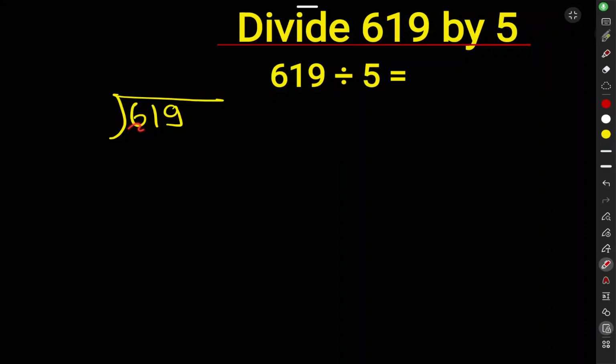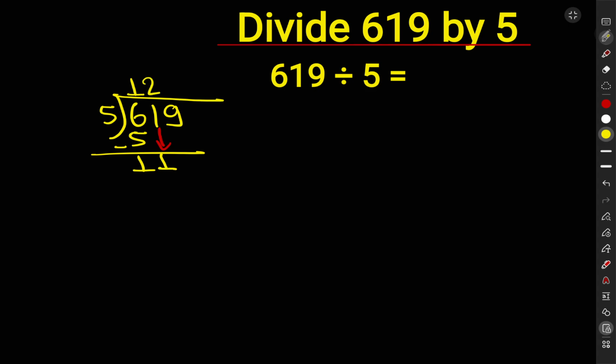We divide 619 by 5 in long division method. 5 times 1 is 5. On subtracting we get 1. So now we put down this 1 and it is 11.